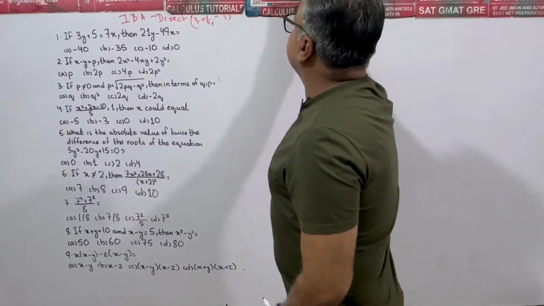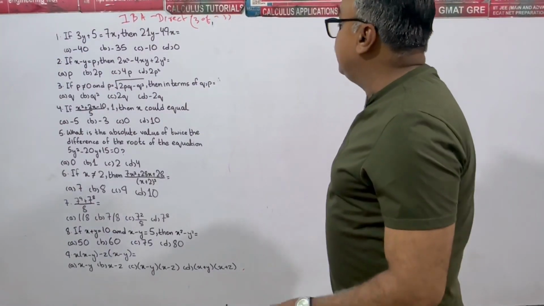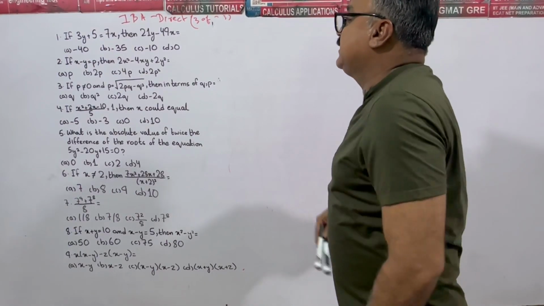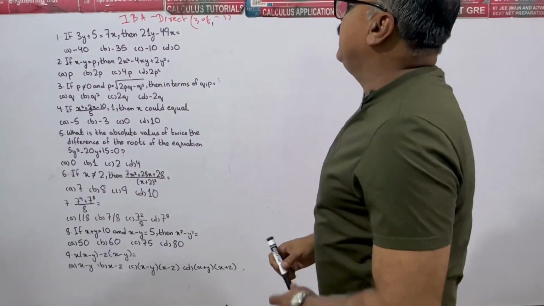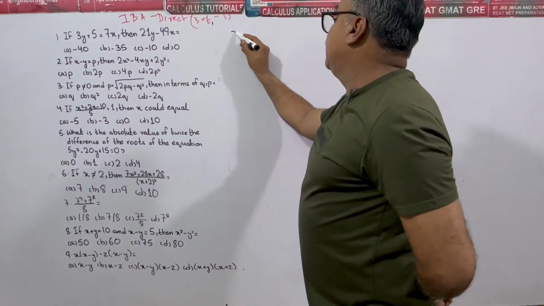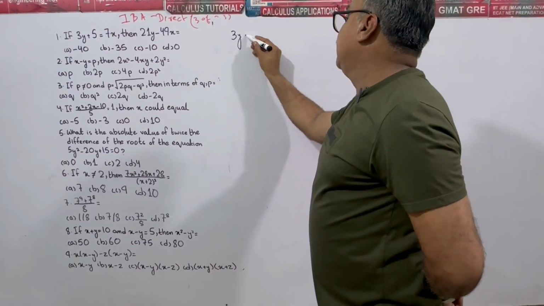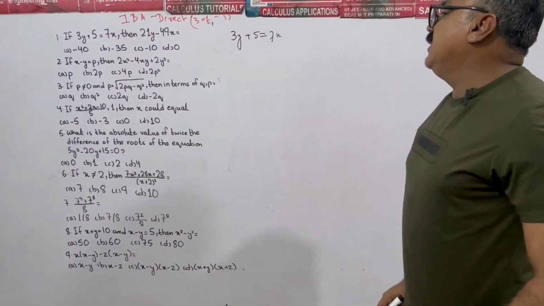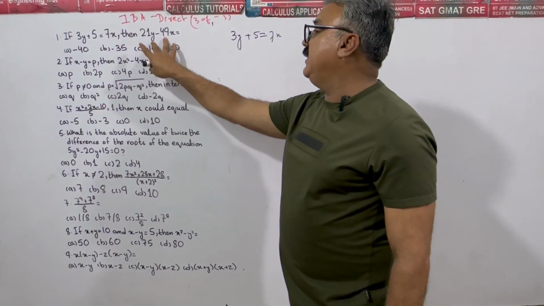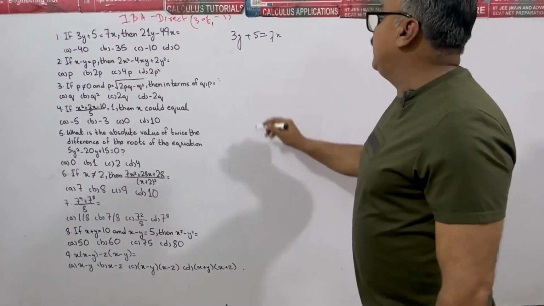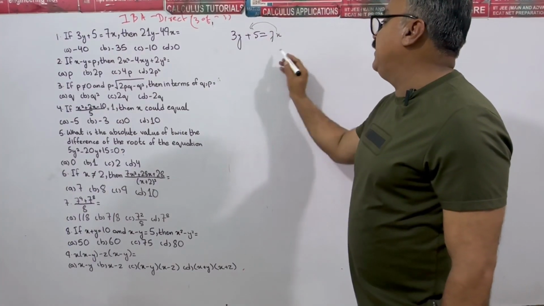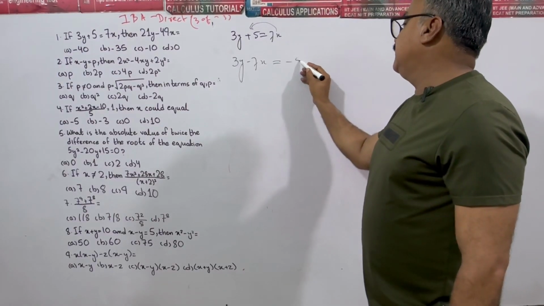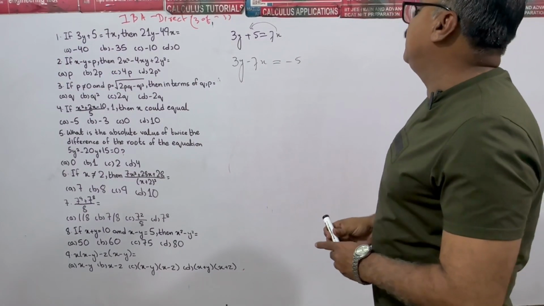Let me start from the first one as per rules. Now I have good space. Let me change the marker as well. If 3y plus 5 is equal to 7x, then find the value of 20y minus 49x. We have to utilize the given part, 3y plus 5 is equal to 7x, and form the value of this quantity. If I shift 7x there and 5 there, I have 3y minus 7x is equal to minus 5.